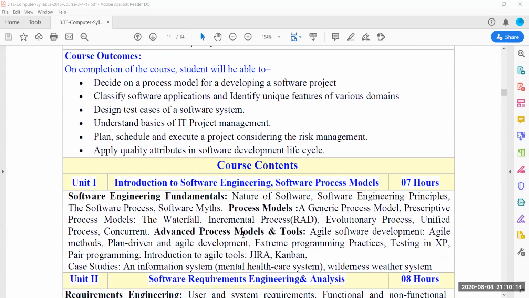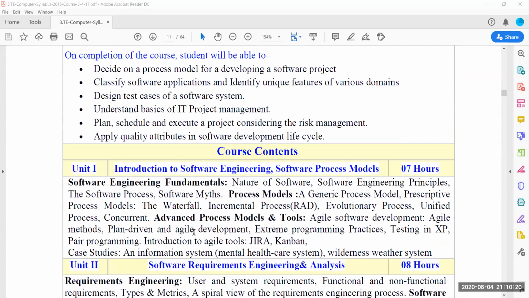After completion of each unit, you have to complete a case study on a real-time example or application. In the first unit, for example, they have given the case study as information system for mental health care systems, and another one is the wilderness weather system. These 2 case studies are mentioned in the syllabus, but we have to consider more case studies so that we can apply the acquired knowledge to real-time problems.